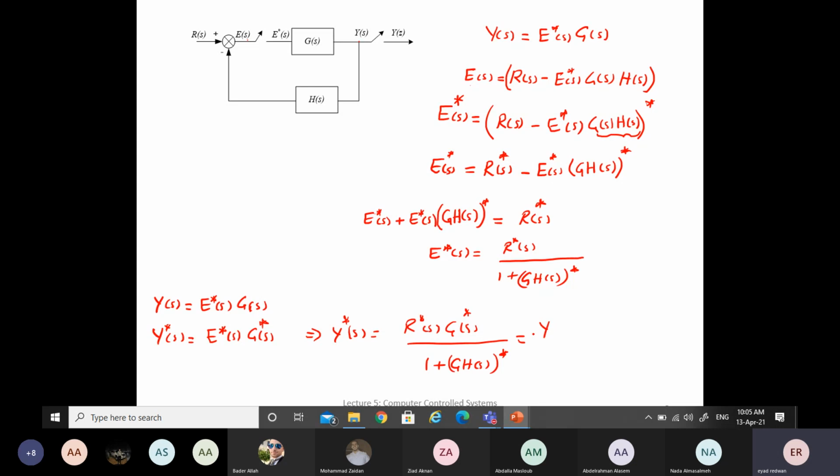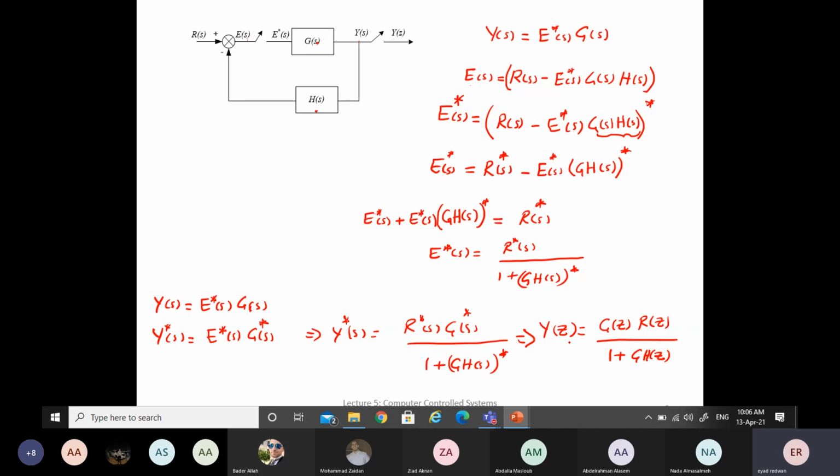This means that Y of Z equals G of Z, R of Z. Notice the input is written as a Z transform separately from G, so I can write a pulse transfer function. What does that mean? It means I can take R of Z and put it here and write the pulse transfer function over 1 plus GH of Z. Notice GH of Z: you multiply G times H, and then you take the Z transform of it. In the numerator I have G of Z times R of Z, which is the result of the sampler that was here.